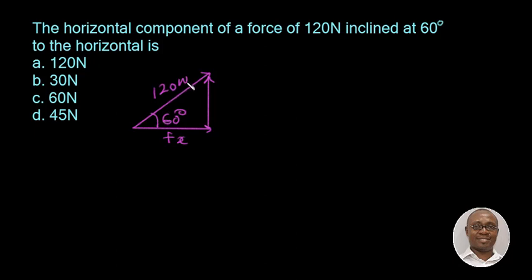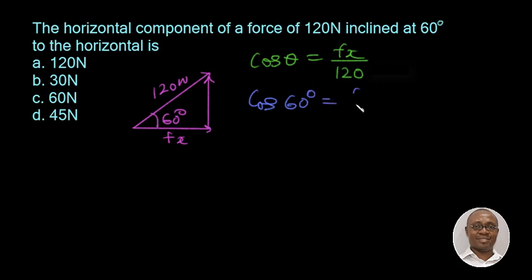inclined angle and the hypotenuse. So in this sense we are looking at cos theta equals the adjacent, which is Fx, represented by Fx, then the hypotenuse represented by 120. Of course, we already have the inclined angle, which is 60, so we're going to input that straight away. So we have cos 60 degrees equals the unknown force, the unknown horizontal force, over 120.